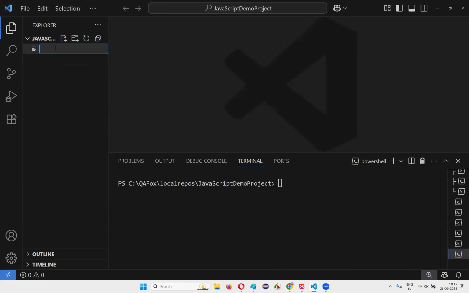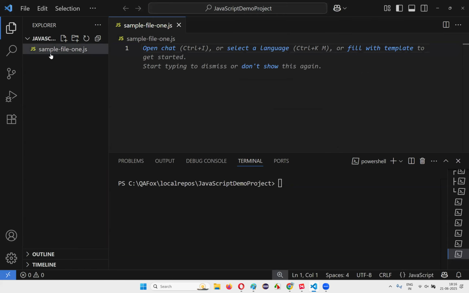So here, sample file. What is it that we have to follow, guys? sample-file-1.js. Okay. This is what is kebab case. Multiple words separated by the hyphen symbol, and all the letters of all the words will be in lowercase. So this kind of naming convention we have to use while creating files for JavaScript.